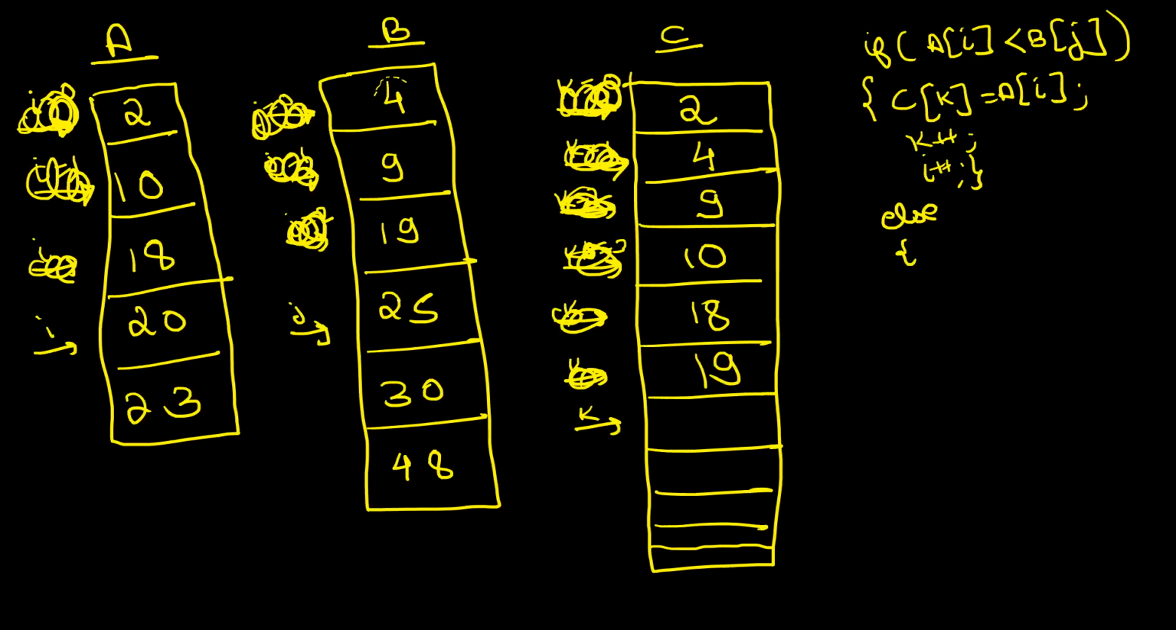Again, I see I and J are valid indexes. I compare both these numbers, 20 and 25. 20 is lesser. So I will say C of K is equal to A of I. So I write 20 here, move K forward, okay, and move I forward.